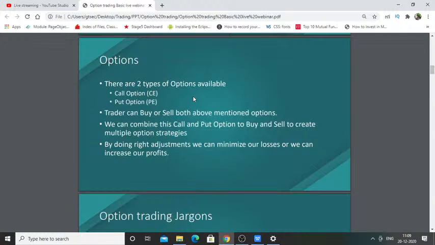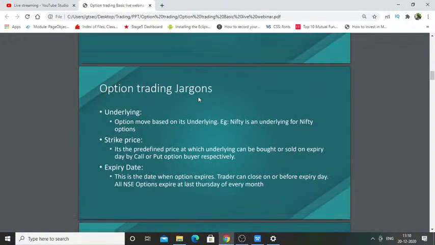Again, by making the right adjustments, we can either minimize our loss or increase our profit. Let's say, for example, if you look at a piano keyboard, we have only 8 different sounds, but with the help of those 8 different sounds we can make a lot of music as an outcome. In the same way, we can combine the call option and the put option for both buy and sell, and create a lot of option strategies using this. Now we'll look at commonly used option trading terms.